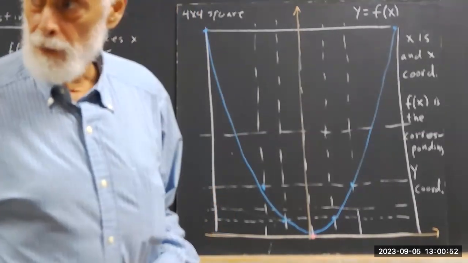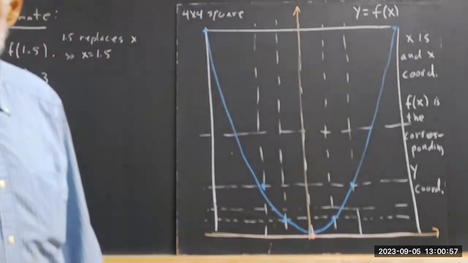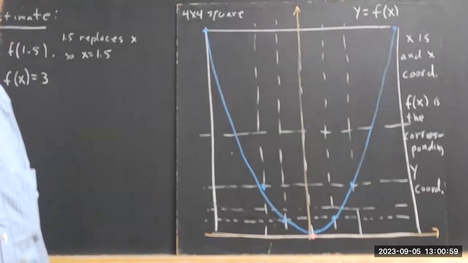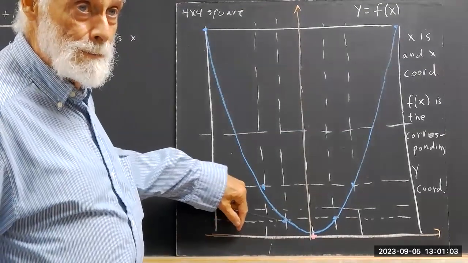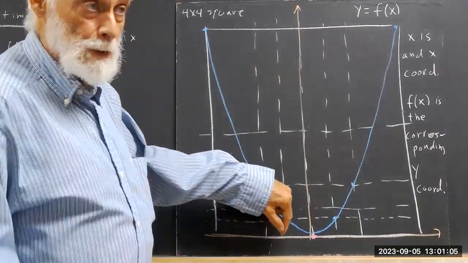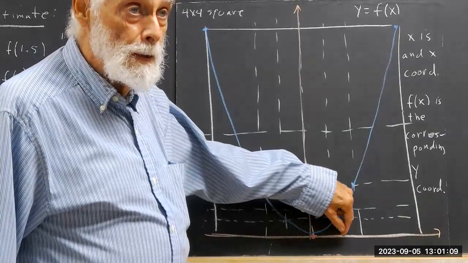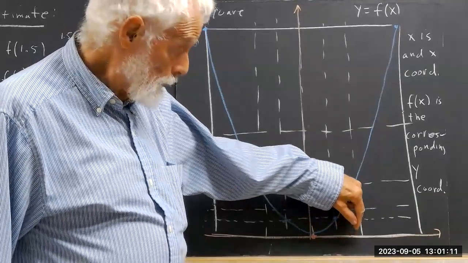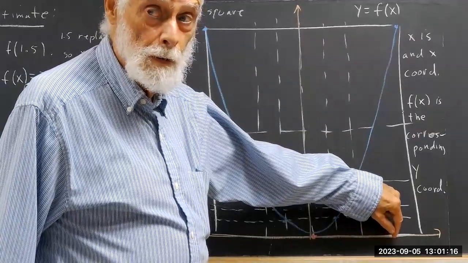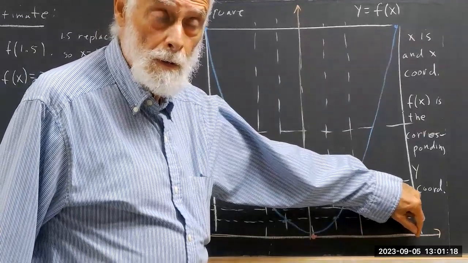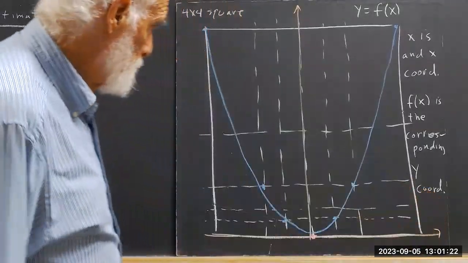Tell me when I hit x equals 1.5. Remember, this is a 4 by 4 square. Okay. So just kind of raise your hand when you think I've hit 1.5. Okay, got a vote here. Here. Bunch of votes for here. I think everybody's right. Well, let's be clear.